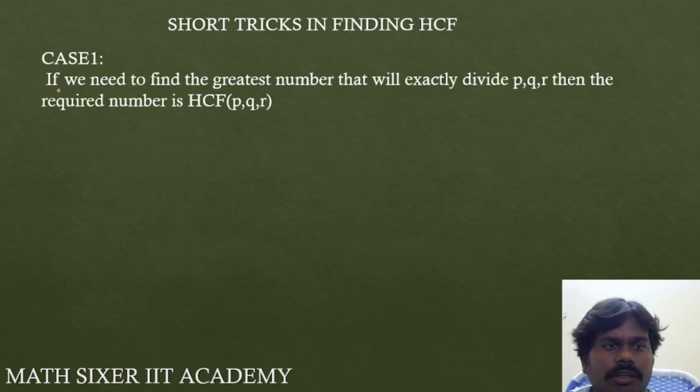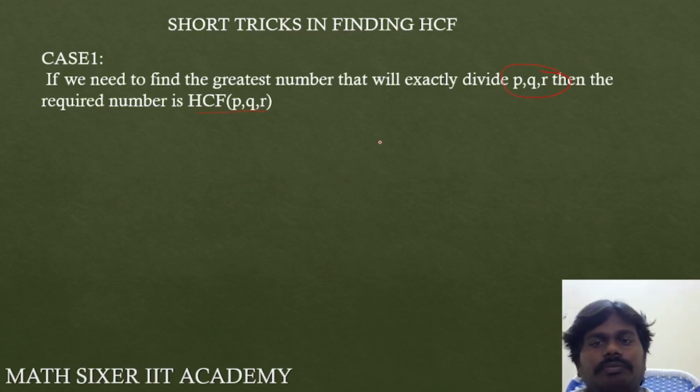In the first case, if we need to find the greatest number that will exactly divide P, Q, R, then the required number is the HCF. The HCF of the numbers is also a factor of the numbers. That means this number divides the numbers P, Q, R exactly, meaning when you divide the numbers by this HCF, you get the remainder 0. That's what exactly divide means.